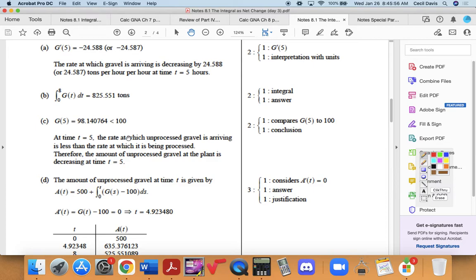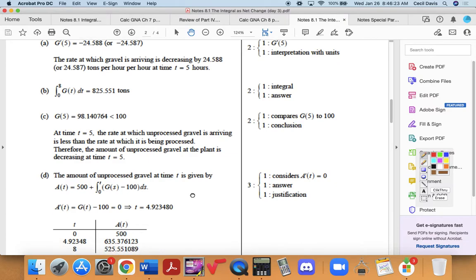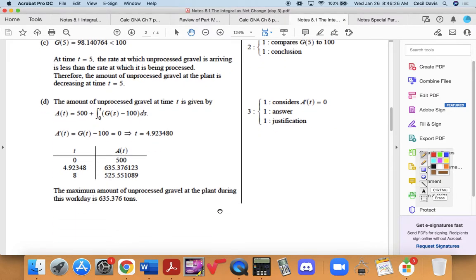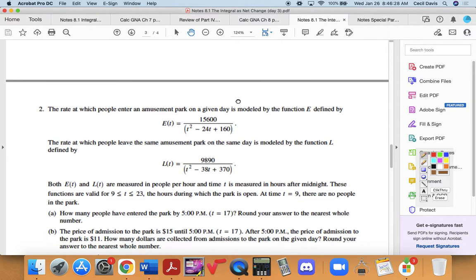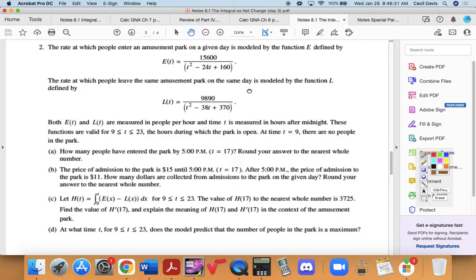We got that it was negative, right? But you could also compare it to 100. 100 is how fast it's getting processed. Compare that to how fast it's coming in. I also didn't like the way they did this. You can do this as an integral. That makes sense. 100 is the rate at which it's being processed, right? I just did them separately. But either way, it comes out the same. All right, let's look at another one.